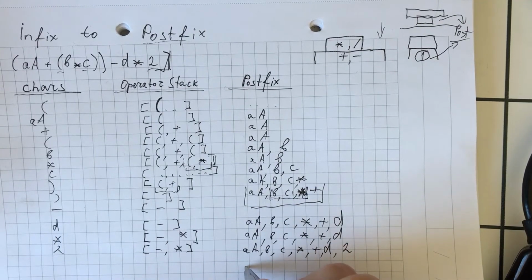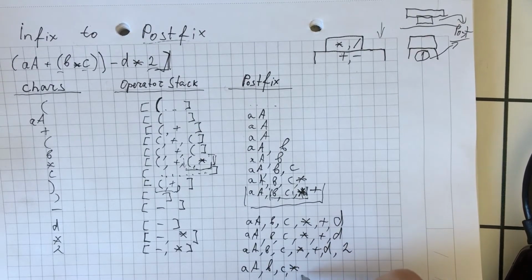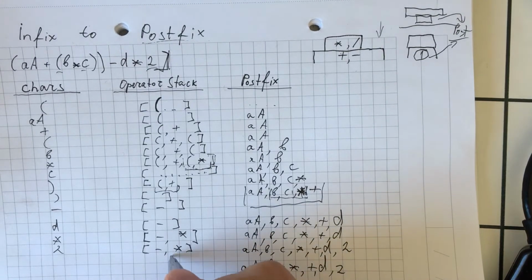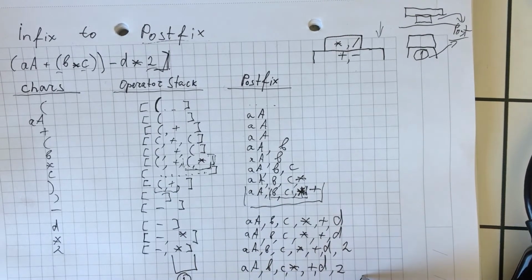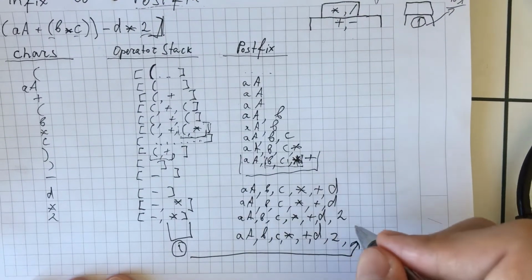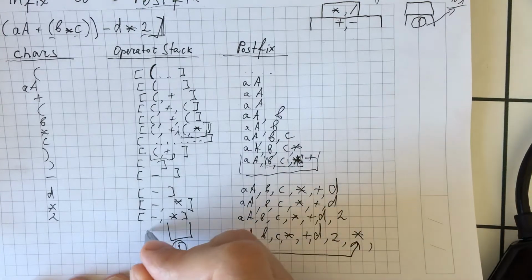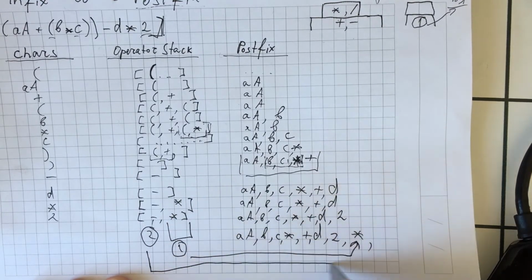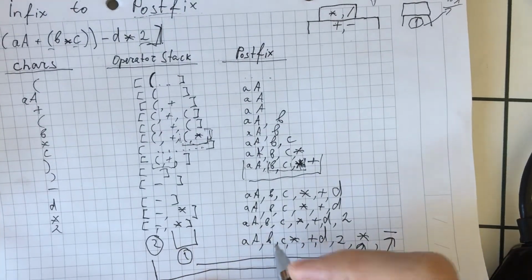So as a result, we have A, B, C, multiply, plus D, 2. Then this is popped first into here. And there's a multiplication. And of course, this is number 2. And we place it here. So again, we can see the logic.